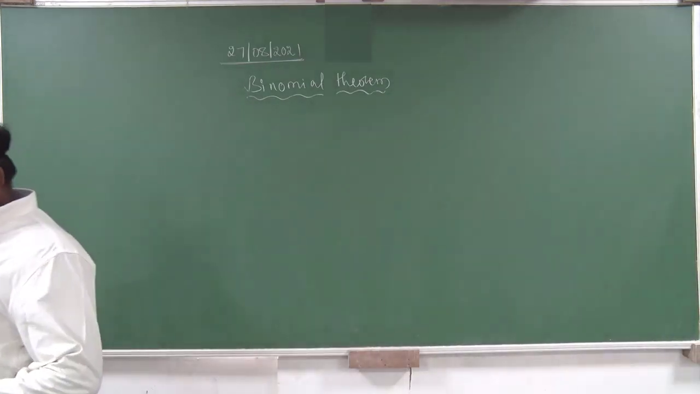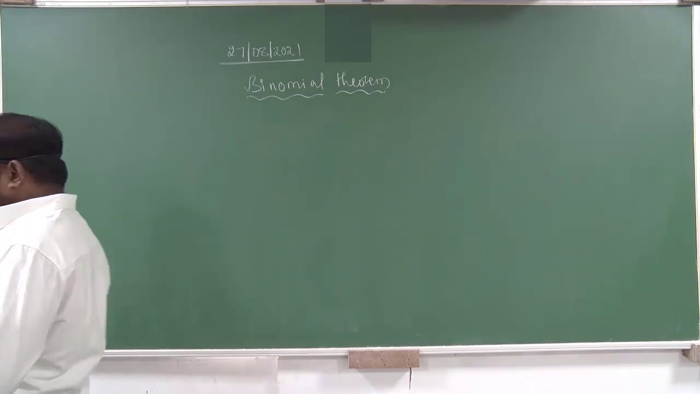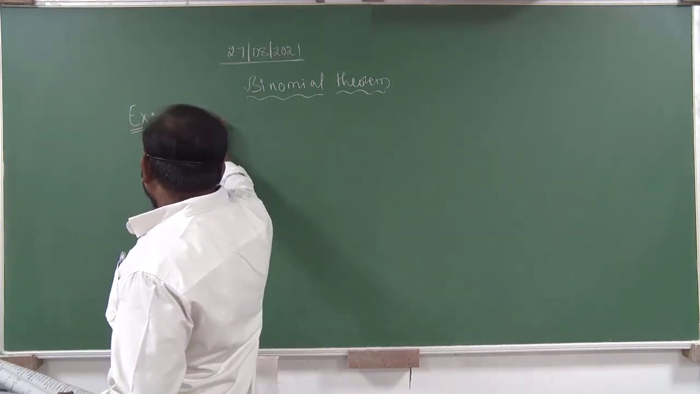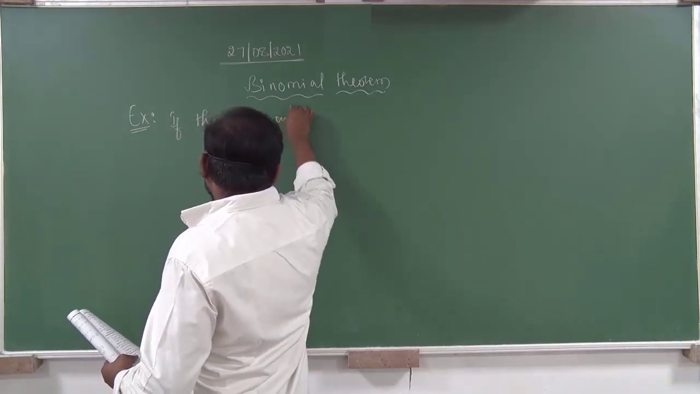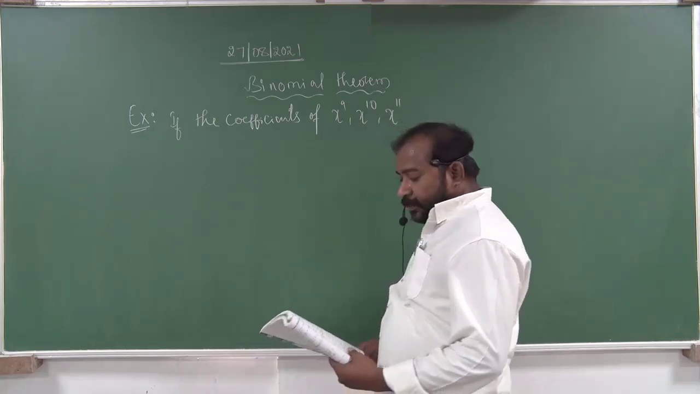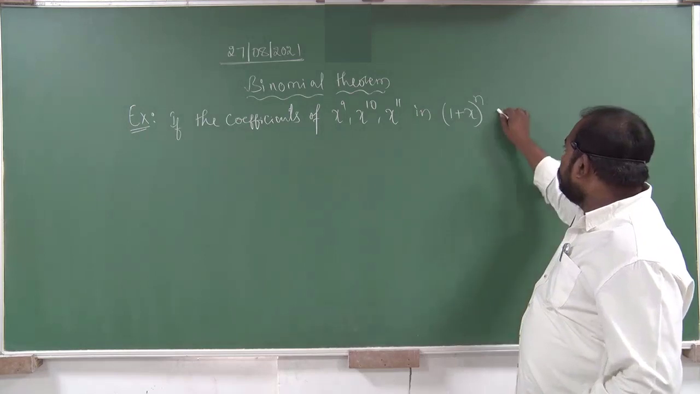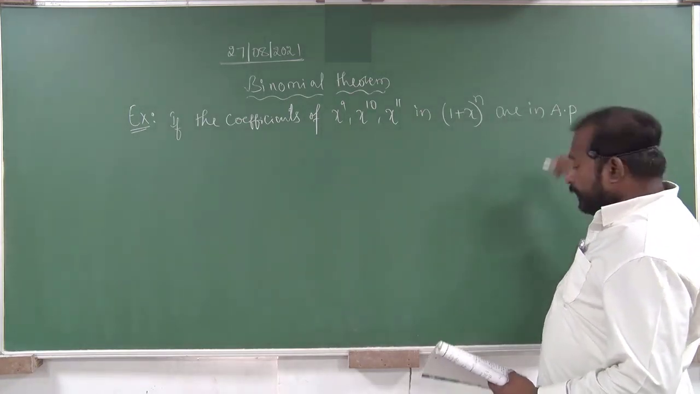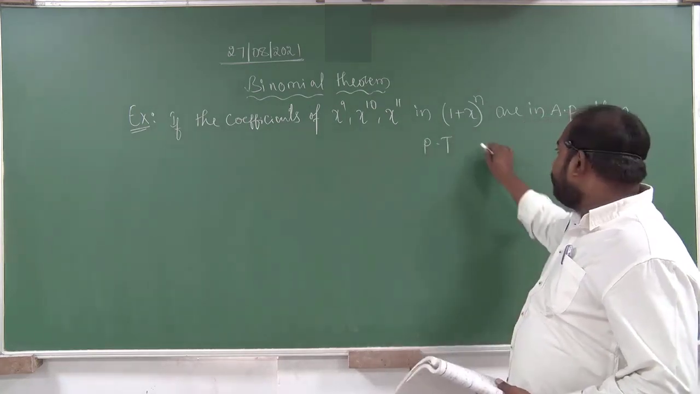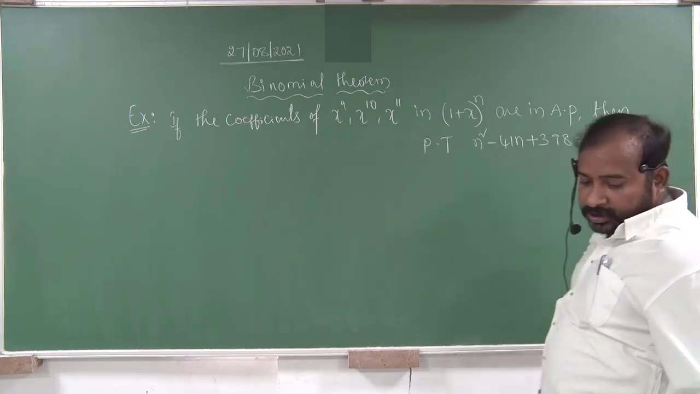Okay, listen. Here is one example. If the coefficients of x power 9, x power 10, x power 11 in the expansion of (1 plus x) whole power n are in arithmetic progression, then prove that n square minus 41n plus 398 equals 0. This is one example, a bit more involved.